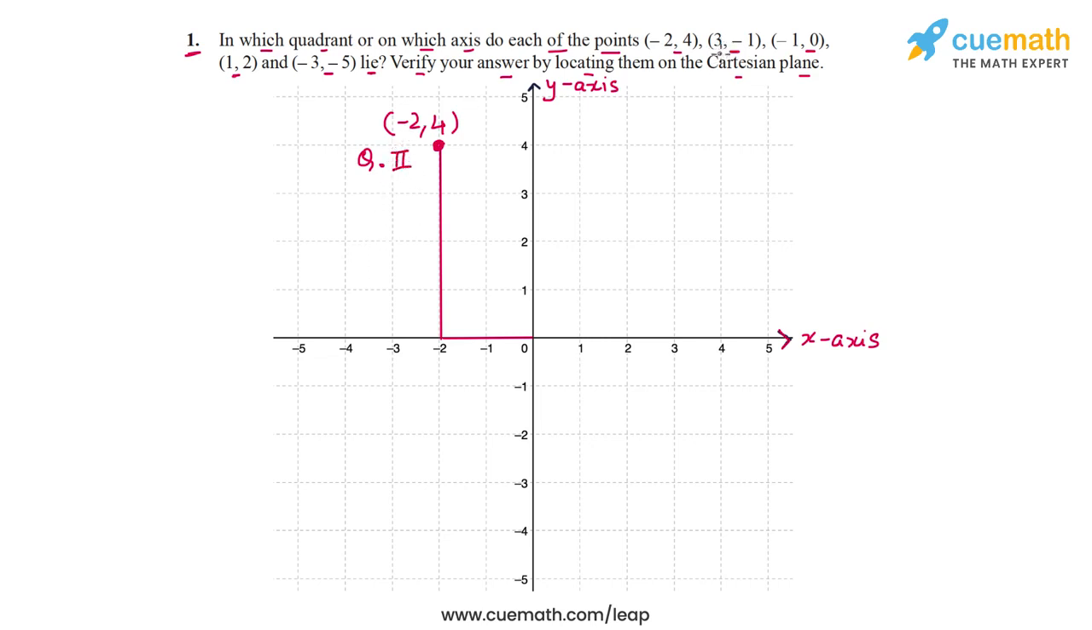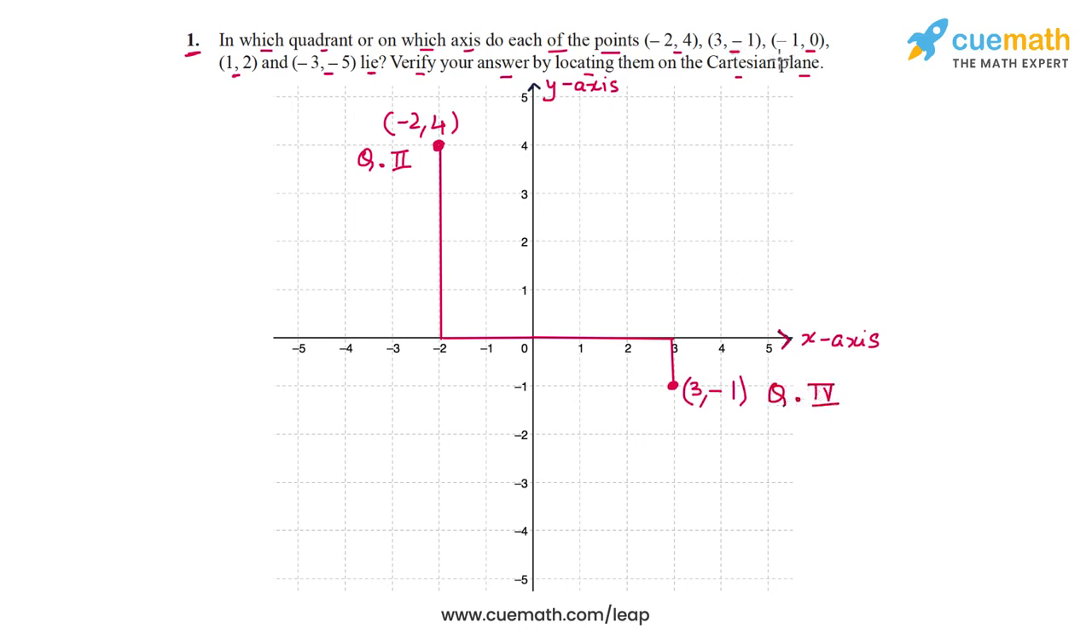Then we have to plot (3, -1). To do this, we will go 3 units in the x direction and then -1 unit in the y direction. So we will come to this point here. So this point is the point (3, -1), and this lies in quadrant 4, the fourth quadrant.